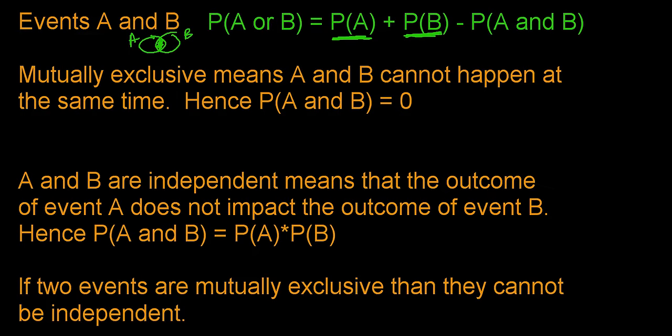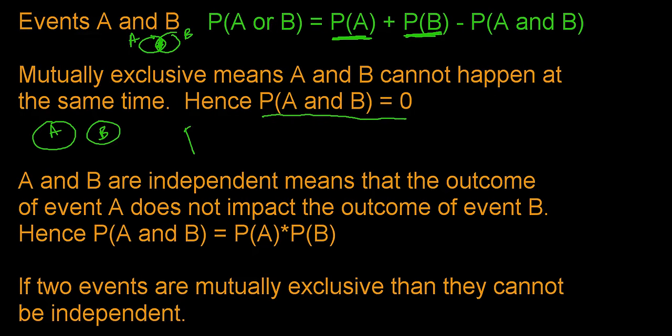All right, so this brings up a good opportunity for me to mention mutually exclusive. Mutually exclusive means that A and B cannot happen at the same time. Now, if that's true, that would look like this. There's A, there's B, no overlap, they cannot happen at the same time. That means that the probability of A and B is 0.